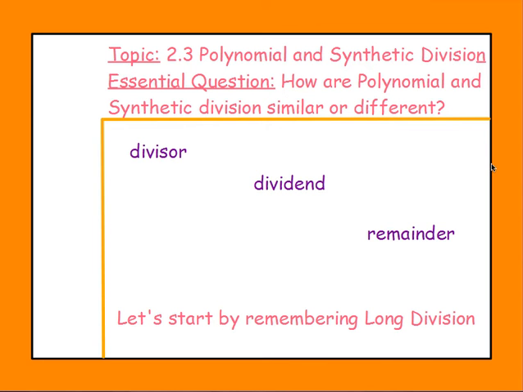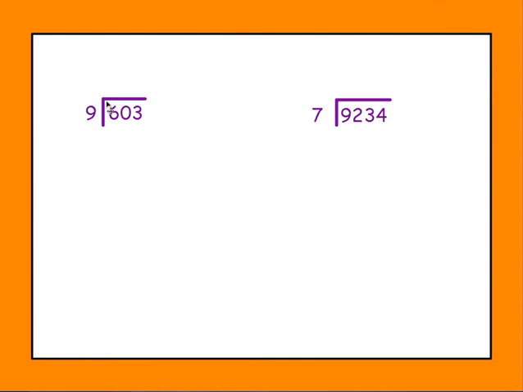Okay, so today we're going to talk about polynomial division and synthetic division. So let's go back to elementary and figure out how we used to do this back when I first learned how to divide. So here I have 603 divided by 9.